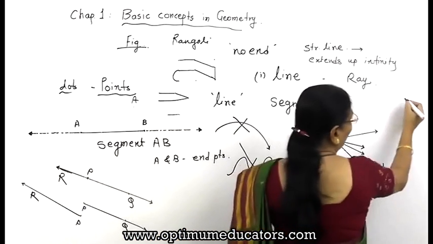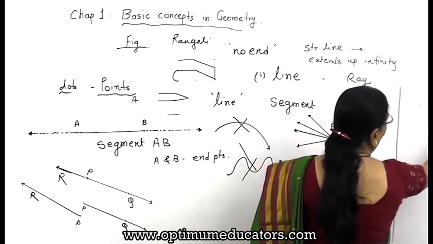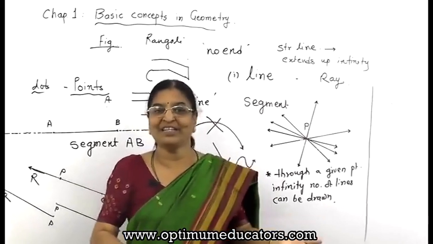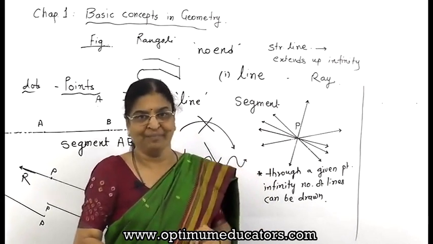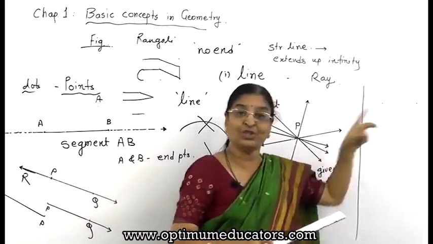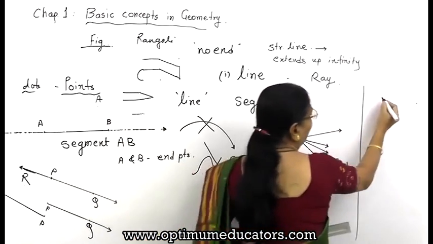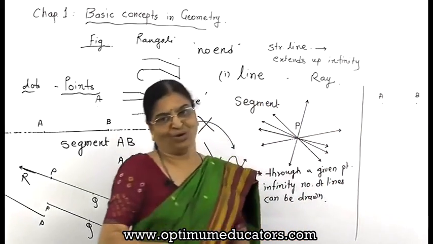But now, suppose two different points are given, not one. Now my condition changes: not a line passing through one point, but I want a line passing through these two points. A line should pass through point A and through B also.